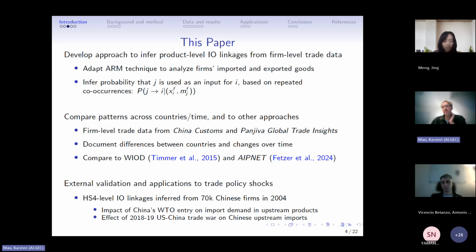What we also do in this paper, and I will show you hopefully at the end of the talk, are some applications. We try to validate our approach to see whether with our mapping we are able to predict imports in the trade data based on the export dynamics that we observe for the same country, so that we can find supportive evidence for the existence of these input-output linkages in international trade. I will tell you a bit more about it later in the talk.